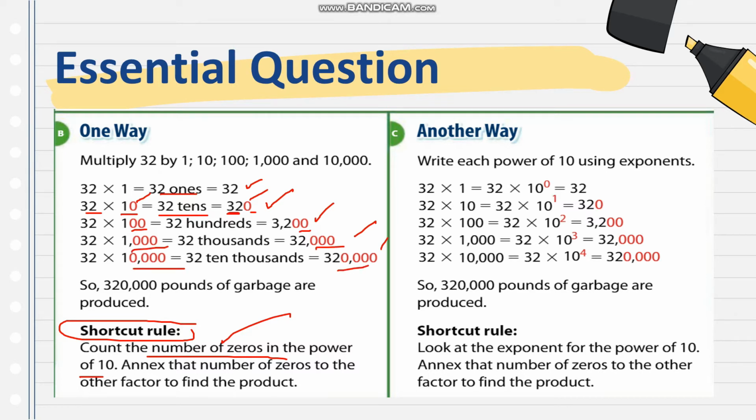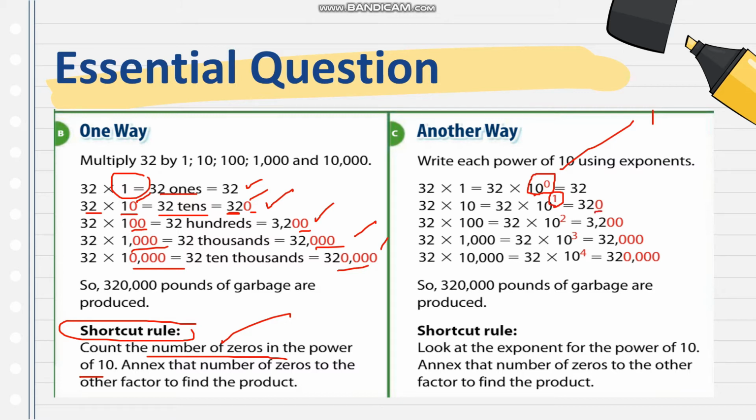Another way, you're going to write each power of 10 using an exponent. So always remember that 1, the exponent of that is 10 to the 0 power. If you see 10 to the 0 power, it means that is 32 multiplied by 1, because 10 to the 0 power is equivalent to 1. Then 32 multiplied by 10 means 32 multiplied by 10 to the first power, because 10 to the first power means 10. The number of the exponent is equivalent to the number of zeros.